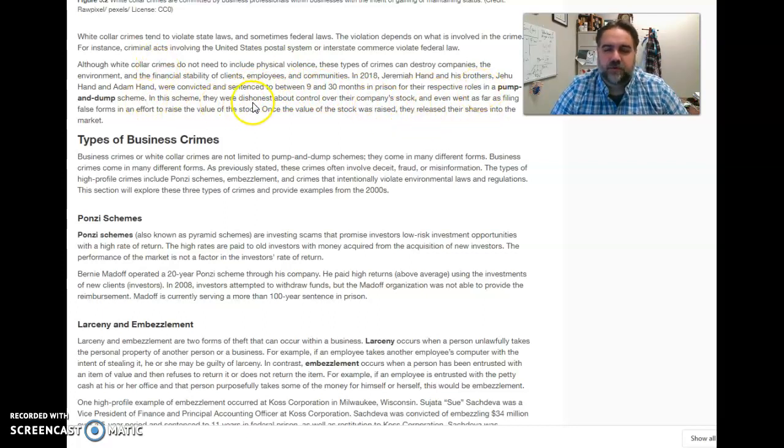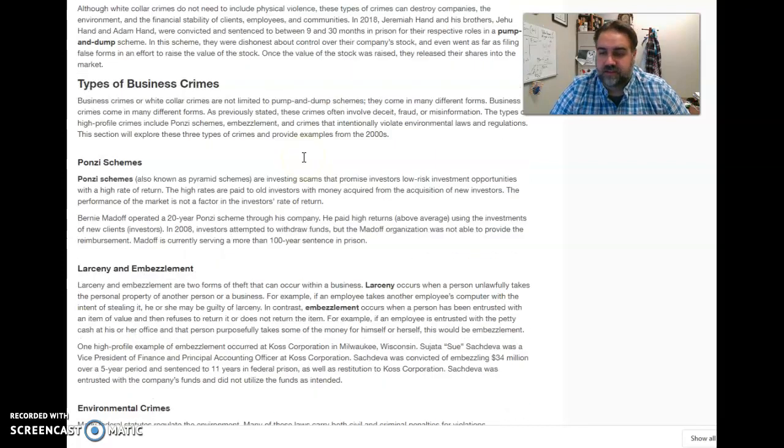In this scheme, they were dishonest about control over the company's stock and even went as far as filing false forms in an effort to raise the value of the stock. Once the value of the stock was raised, they released their shares into the market. And so it sounds like a good idea at the time. Hey, we can do this thing. We can make some extra money doing it. But at the end of the day, what they did was a crime, and it was harming shareholders. So, yeah, they went to prison for it.